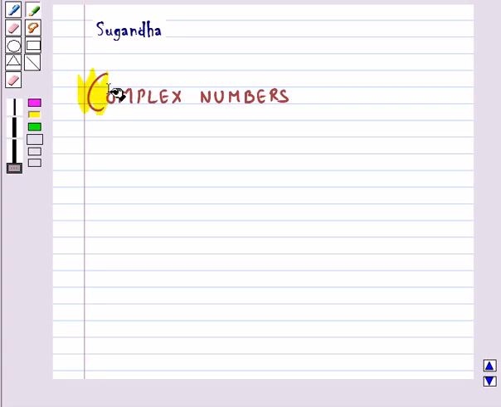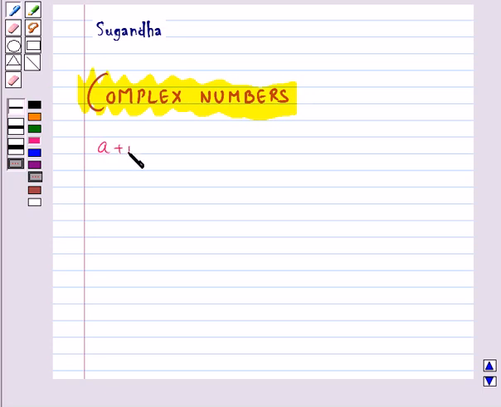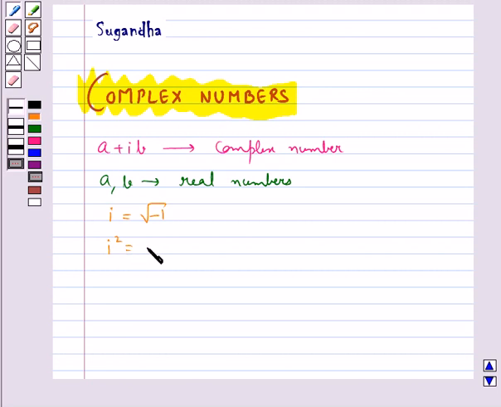In this session, we will discuss complex numbers. A number of the form a plus ib is a complex number in which a and b are real numbers, and the value for this i is square root of minus 1, that is, we have i square equal to minus 1.